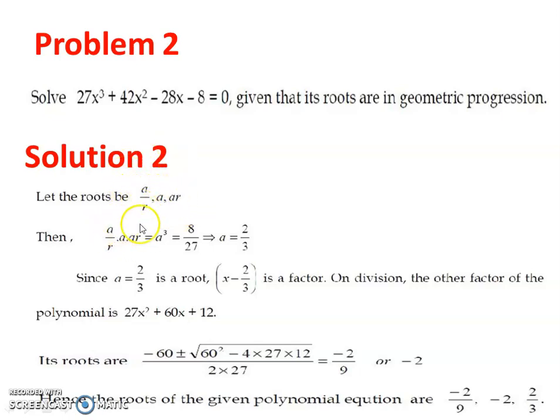Now let us take the product of these three roots. Then the product of three roots will be (a/r) · a · (ar), that is equal to a cube.